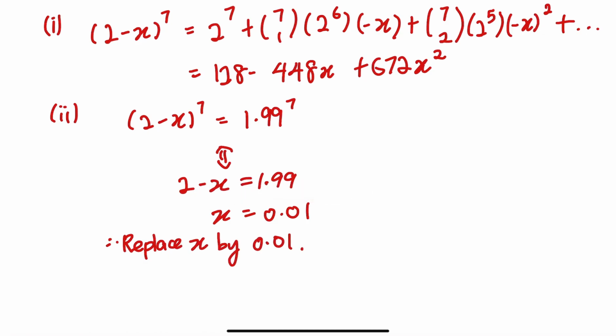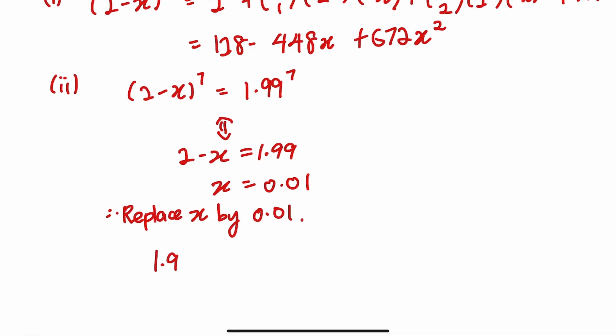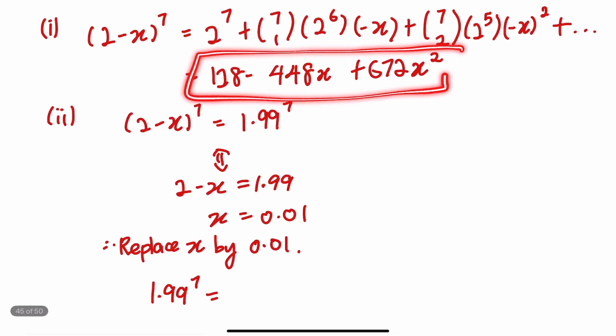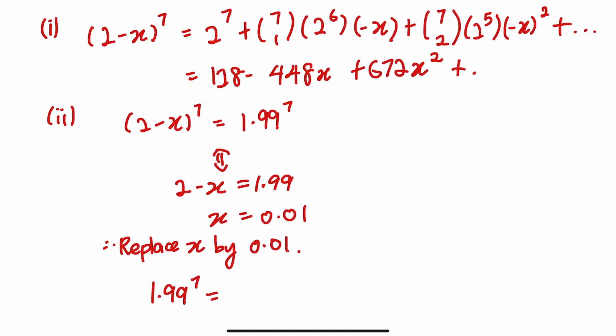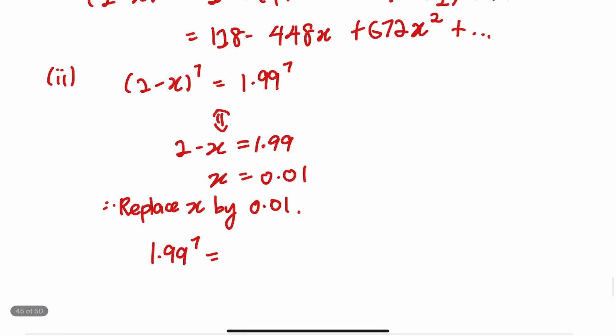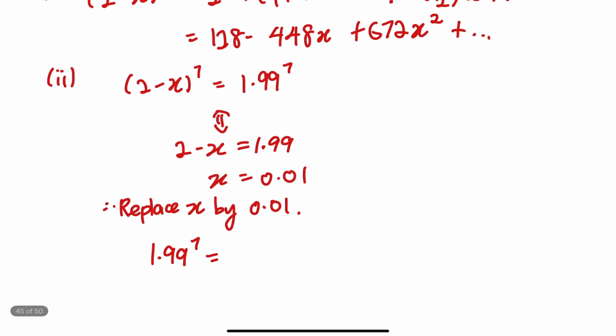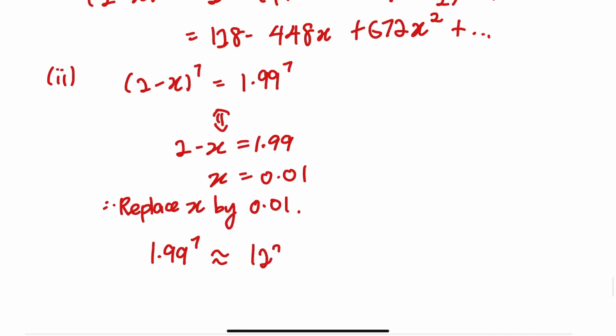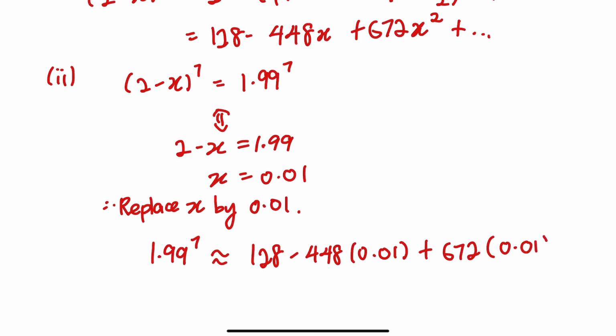In this case over here, I'll get 1.99 power 7 will be simply this expression over here, but I replace my x, remember your plus dot dot dot, I replace the x here by 0.01. So I'll estimate, I cannot use the equal sign over here. This will be roughly, because I'm not using all the terms, I'm only using the first 3 terms to estimate. This will be simply 128 minus 448 times 0.01, plus 672 times 0.01 the whole thing squared.